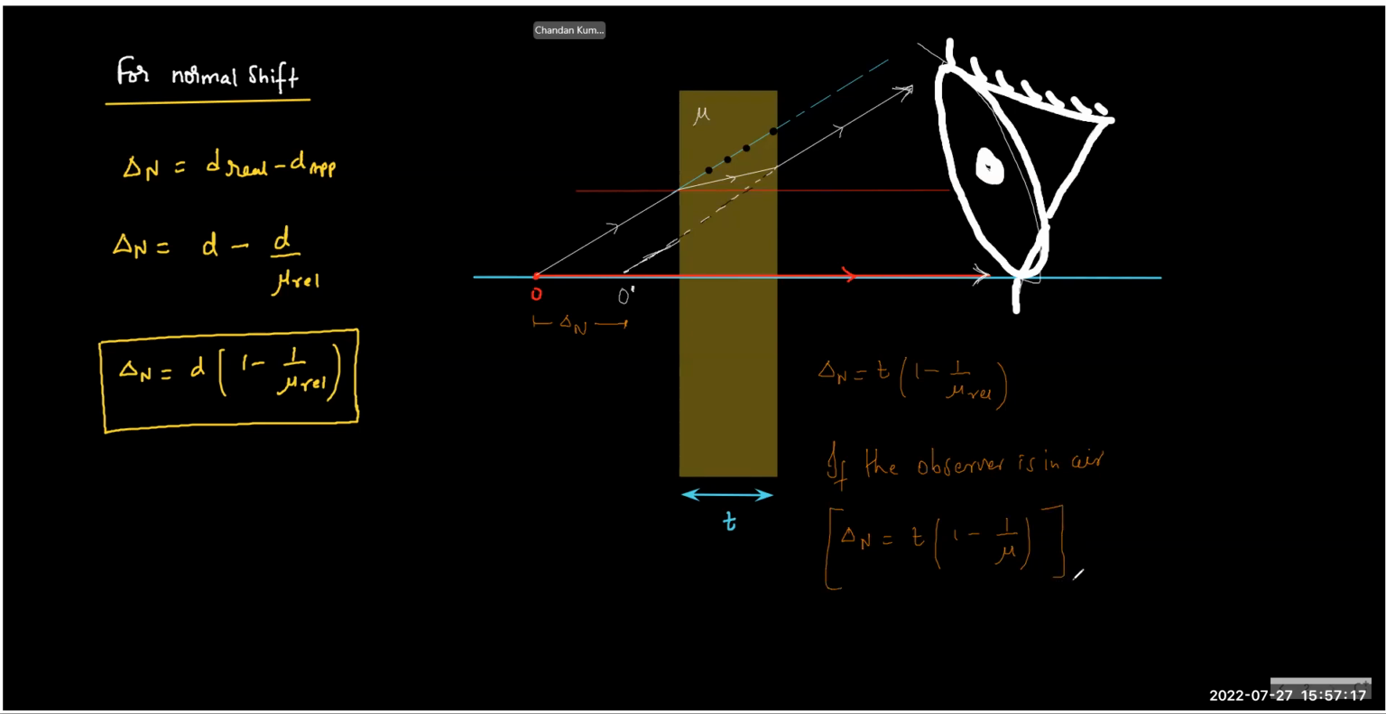Also, what we need to understand is that the shift always occurs in the direction of the light. You can see the light is going towards the right. So when the light is going right, the shift will happen in the right direction. And if the light is going left, then the shift will occur in the left direction. Now there is one condition: what if the mu relative is less than 1?